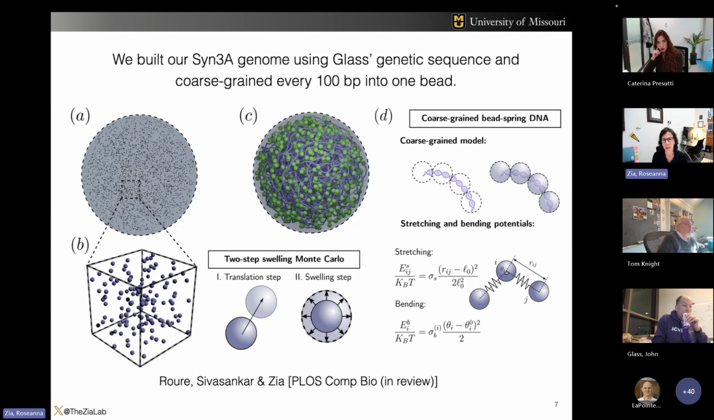We built our Syn3A genome using John's genetic sequence, and we coarse-grained every 100 base pairs into one bead, which we've since refined into 10 base pairs per bead. And we joined the beads together into a long polyelectrolyte bead spring chain in a Brownian dynamics simulation model. That's where diffusion isn't something that we just input, but the action of the solvent causes physically explicitly represented individual particles to undergo a random walk. So the Brownian motion is first principles.